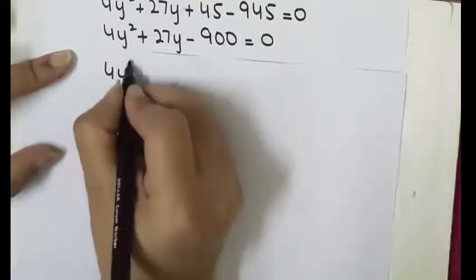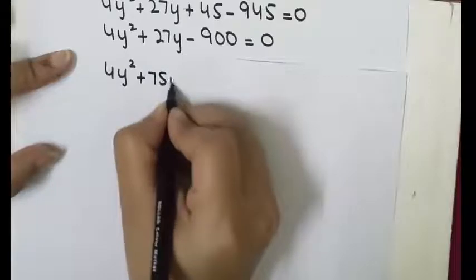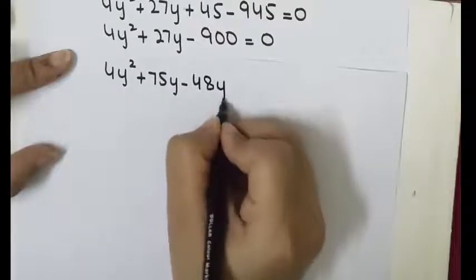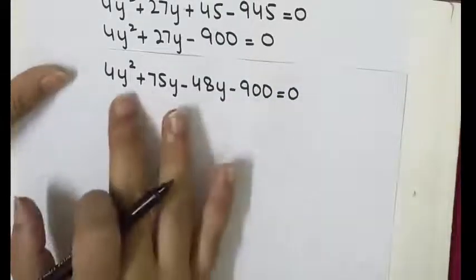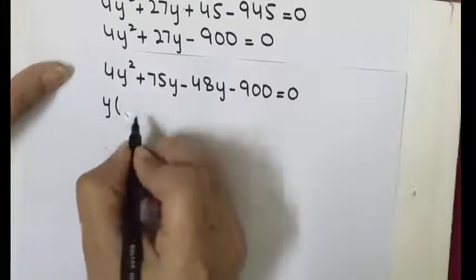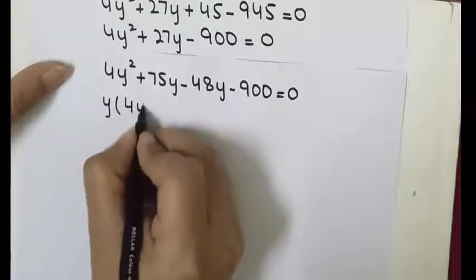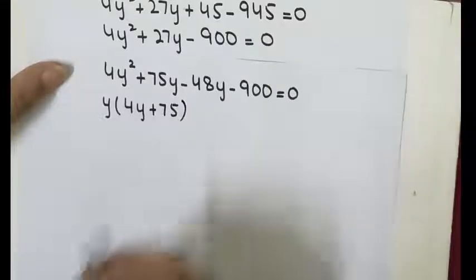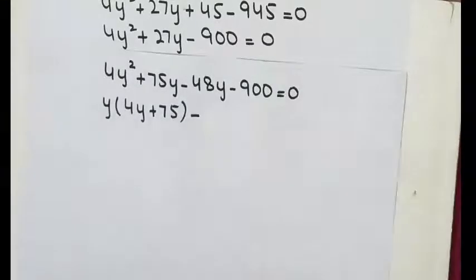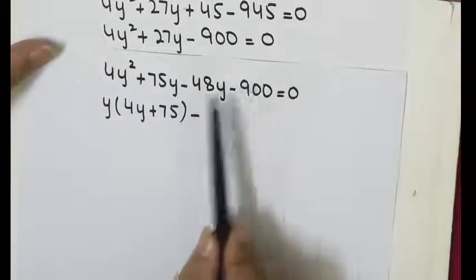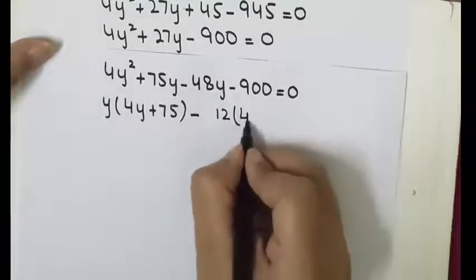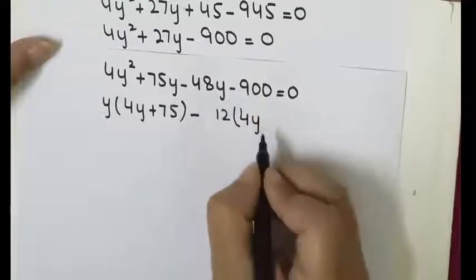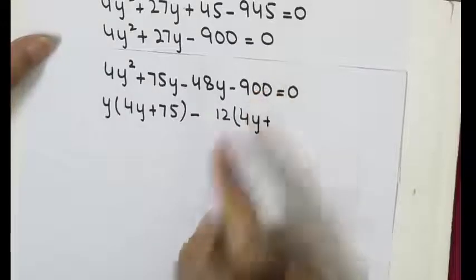4y square plus 75y minus 48y minus 900 is equal to 0. So we can take y common from the first two terms. Inside the bracket we have 4y plus 75. Taking minus, we will take 12 common because 12 is a multiple of both of these terms.